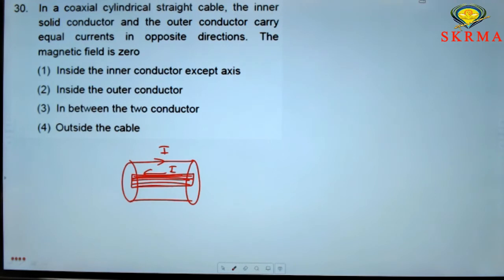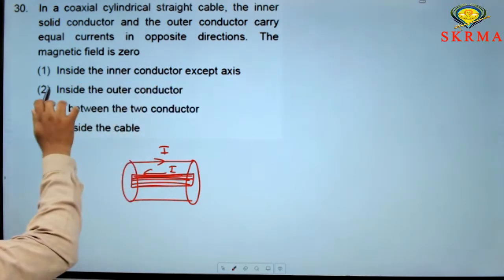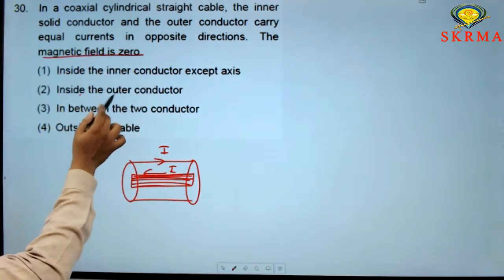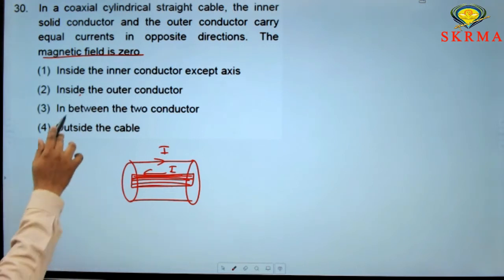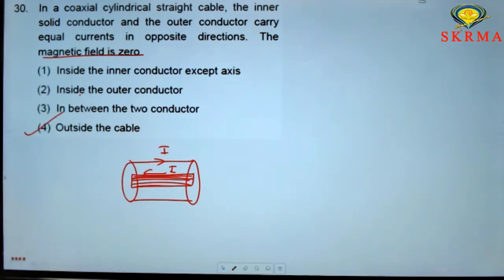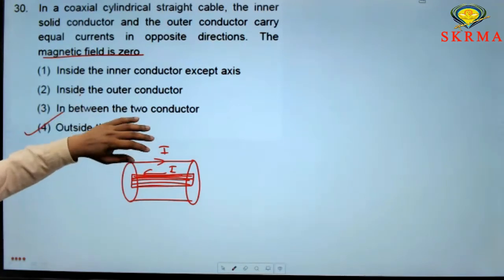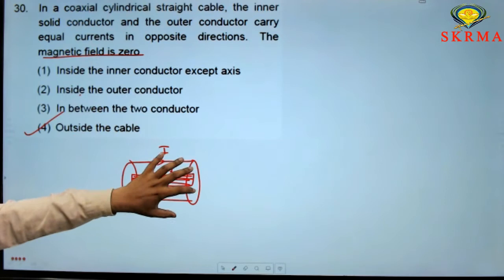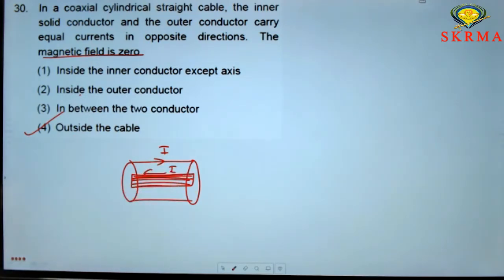Now, what is the correct option? Inside the inner conductor, except at the axis, magnetic field is 0. Inside the outer conductor, next, in between the conductors, outside the cable. So outside it is 0, because if you want to calculate, we need to draw a line that encloses these two currents. Then the net current is 0 only. That is from which law? Ampere's law.